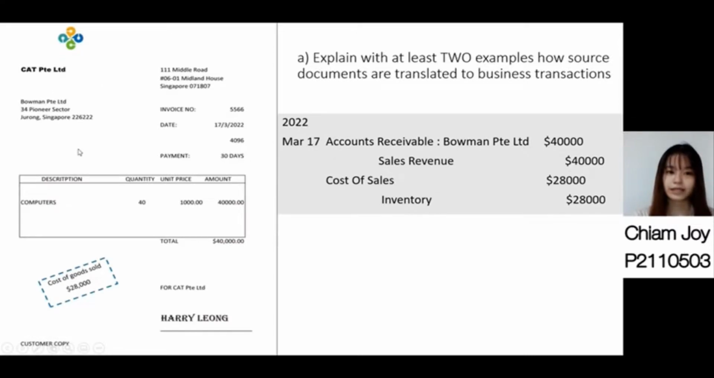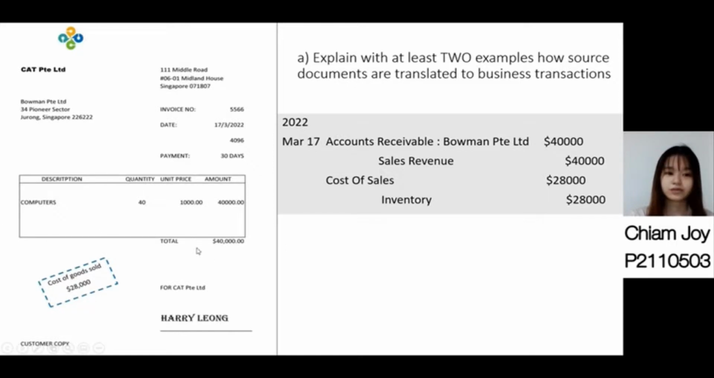Moving on, this is our second example chosen. You can see over here that CAT PTE LTD is stated at the top of this invoice, which suggests that we are the one sending this invoice over to our customer, who is Bowman PTE LTD. It is also stated over here that the payment has to be done within 30 days, showing that this is a credit sale.